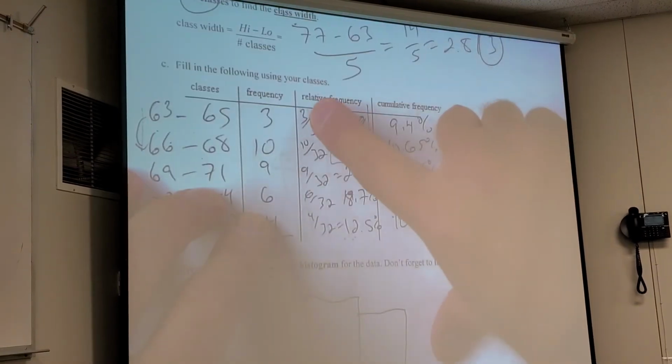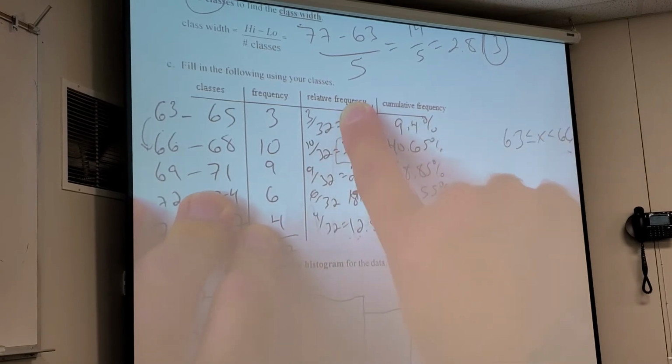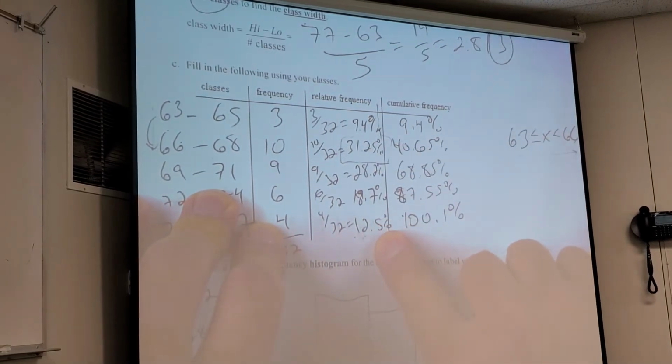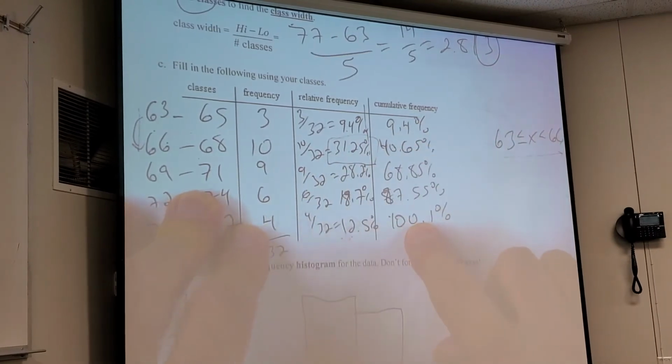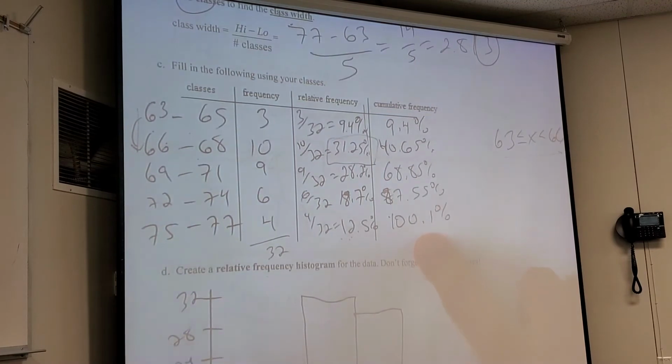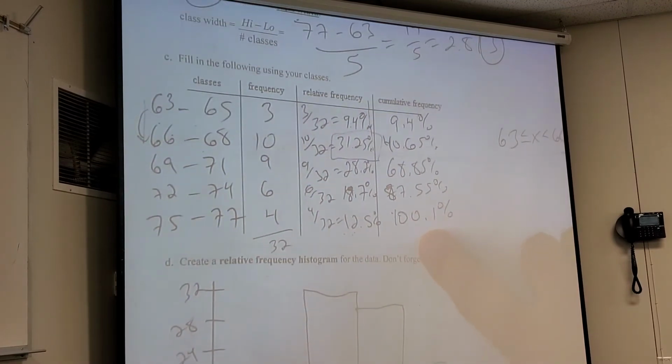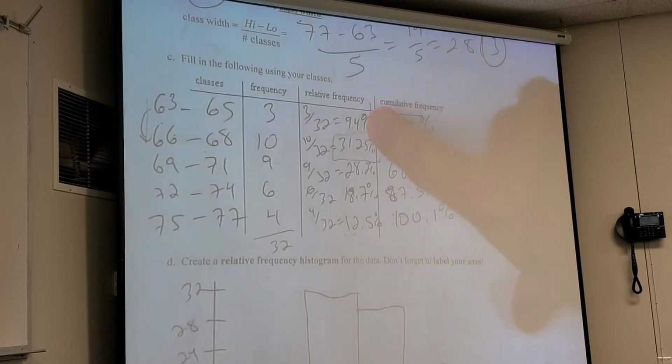And then you divide that by the total to get relative frequency. And then you add them up as you go down to get cumulative frequency. And the people that didn't know this are the people that haven't done that homework yet. Do the homework. That's what cumulative frequency means, is you just accumulate as you go down.